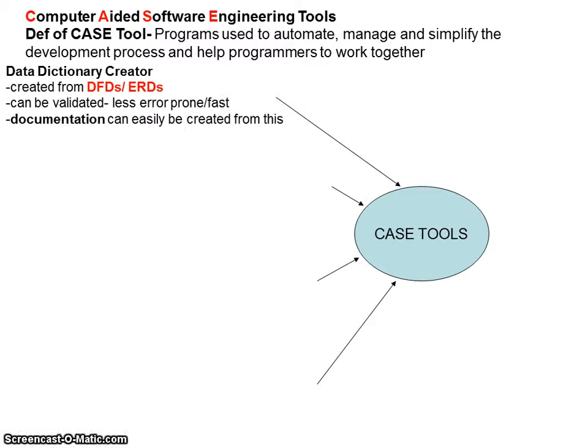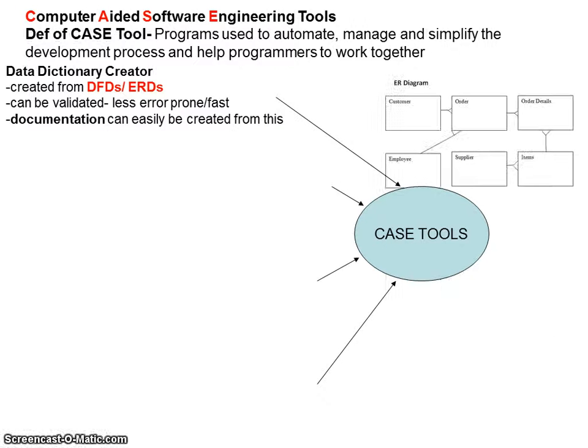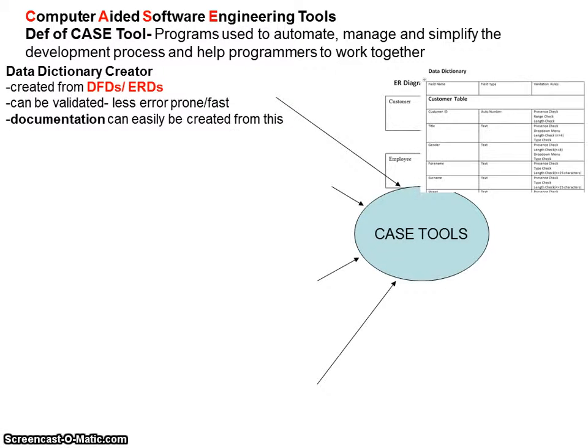The first example that I'm going to give you is a data dictionary creator. If we think back to your ER diagrams that you created, the data dictionary is the definition of all the data that's going to be in the system. Now, rather than you having to type this up yourself, if you've created the ER diagrams, the data dictionary creator will create this for you. So rather than you having to define what a title is and what validation checks you're going to be doing on it, this will be created for you automatically.